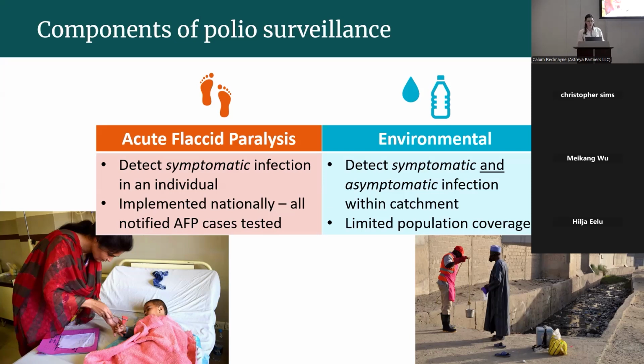On the other hand, we have environmental surveillance, so the sampling and testing of wastewater from rivers, open drains, canals, different waterways, which can obviously detect the presence of either symptomatic or asymptomatic infection, but within the catchment of that particular sampling site. So it's limited in its population level coverage because it's only conducted in certain discrete locations. So ultimately, these characteristics create a pair of surveillance components which are complementary, but there are still gaps even when you combine them.